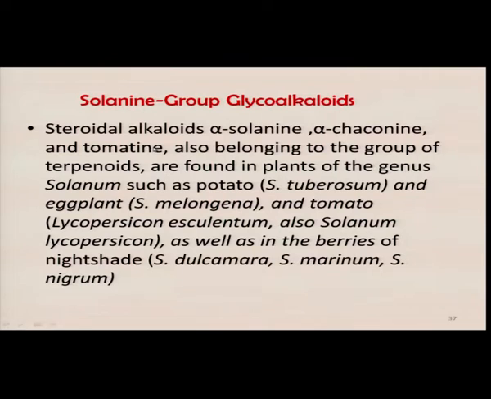Like we have discussed earlier, Lycopersicum esculentum, the tomato, does contain alkaloids which are toxic. So alpha-solanine, alpha-chaconine and tomatine also belong to the group of terpenoids. These are found in plants of the genus Solanum, like potato, Solanum tuberosum, eggplant, Solanum melongena, and tomato, Lycopersicum esculentum, also Solanum lycopersicum. This is also present in berries of nightshade, Solanum dulcamara, Solanum nigrum. So, very common in the family Solanaceae.